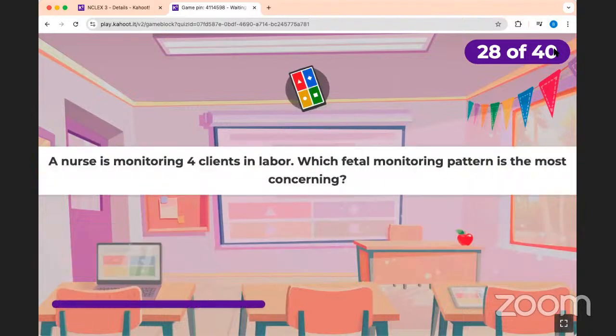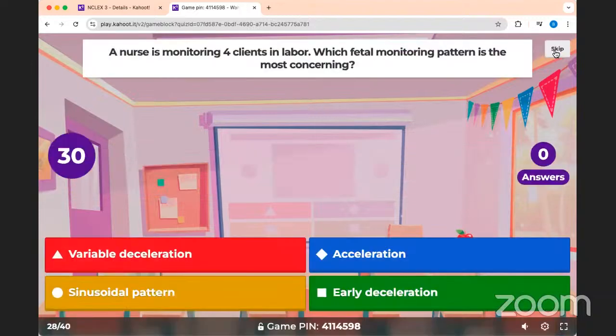And this is monitoring for a client in labor. Which fetal monitoring pattern is the most concerning? You know acceleration, you know deceleration, you know variable deceleration, you know sinusoidal pattern. Which of them shows the baby is in trouble?